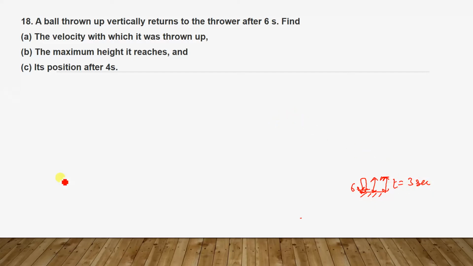ठीक है. तो we have to calculate velocity. किस velocity से उसको हमने we have thrown, and the maximum height it reaches, and also its position after 4 seconds. So student, 4 seconds के बाद उसकी position को देखना है. Total time is 6 seconds. So student, when the stone is thrown up, it will take 3 seconds to move up and then again 3 seconds to move down.